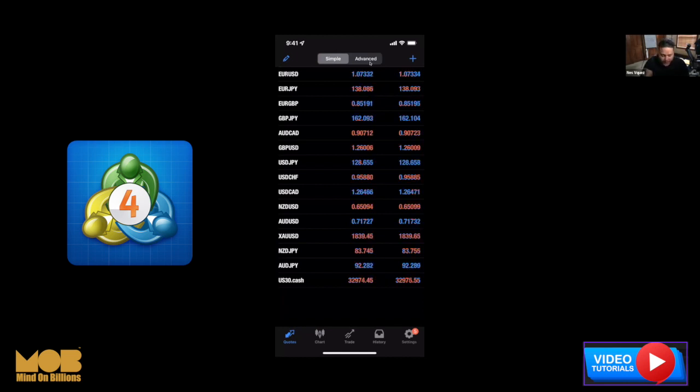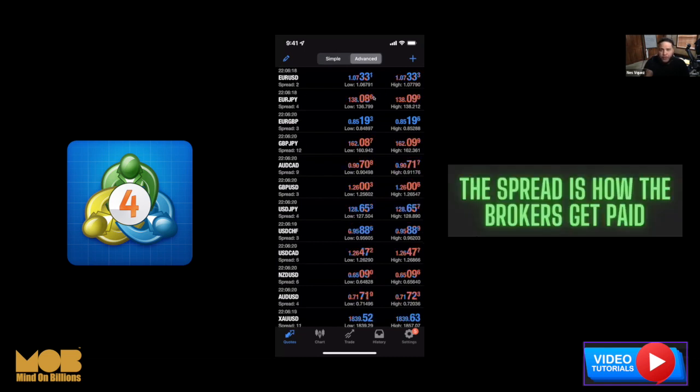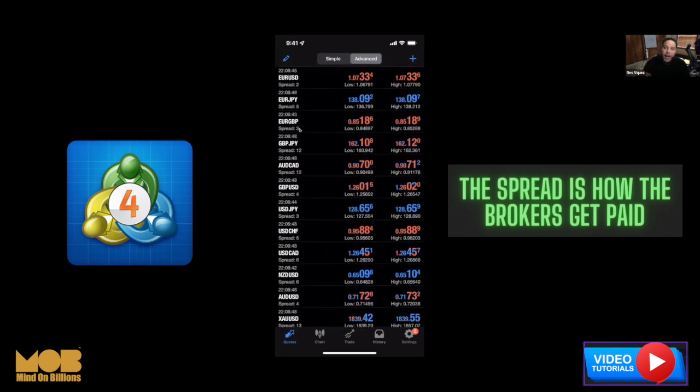For me, when I click advanced, I like to see this because it's going to give us the spread. The difference between the bid and the ask price is usually the spread, and the spread is how the brokers get paid. So again, be mindful of what brokers you select. Some brokers have spreads that are not really that bad, and there are some brokers out there that have high spreads. You really want to avoid high spread brokers, because the idea when it comes to trading is to minimize your risks and potentially maximize your profit making potential.